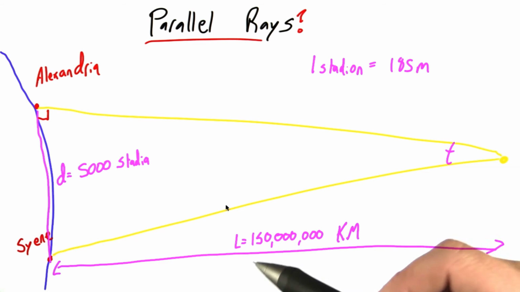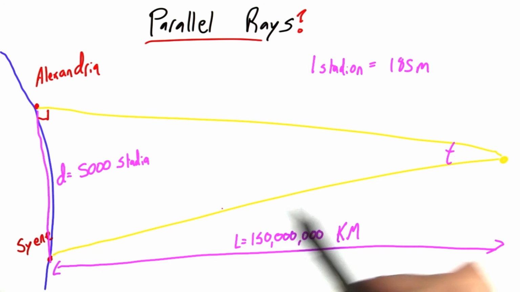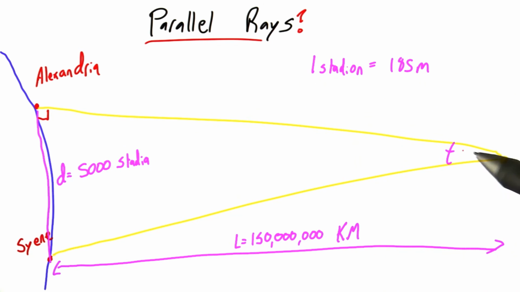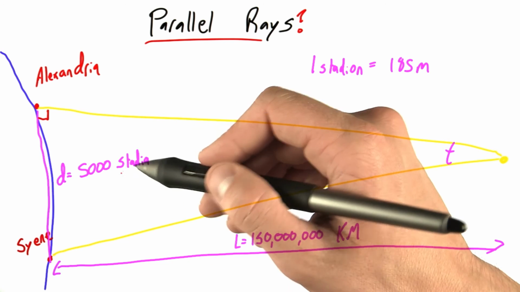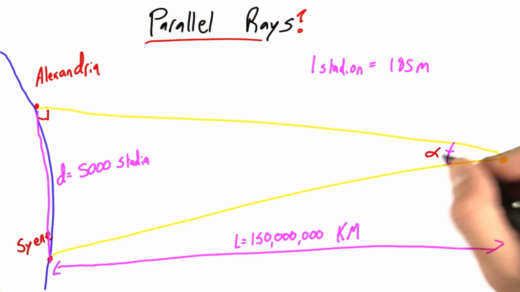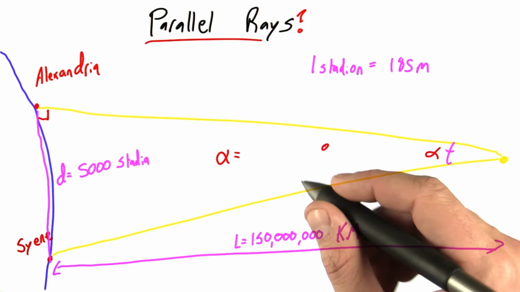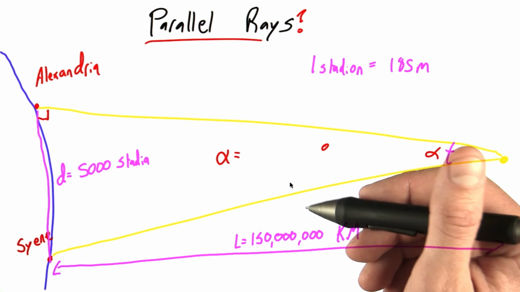So using the fact that this distance is 150 million kilometers, which you could say is the length of this leg here if you like, or that leg, since these are equal, and you know this length is 5,000 stadia, can you tell me what's this angle? And we'll call this angle alpha. And give your answer in degrees. And for this problem, I actually want you to round to 5 decimal places.